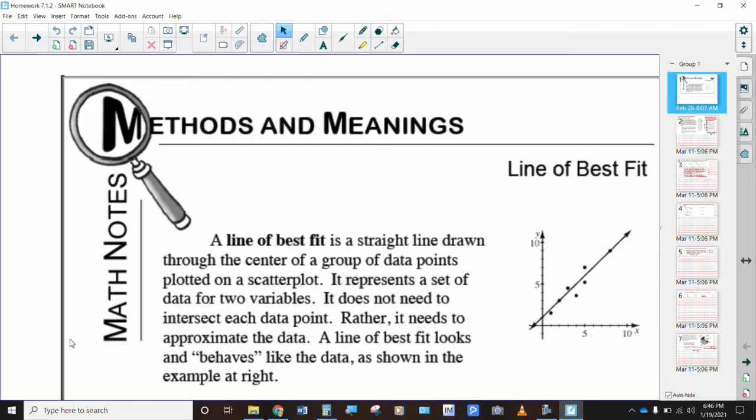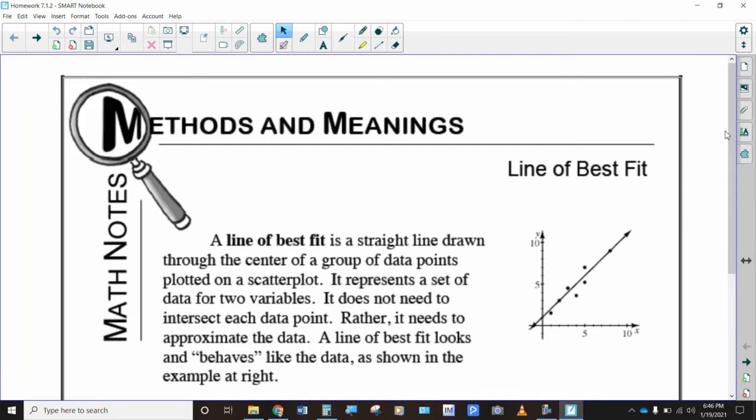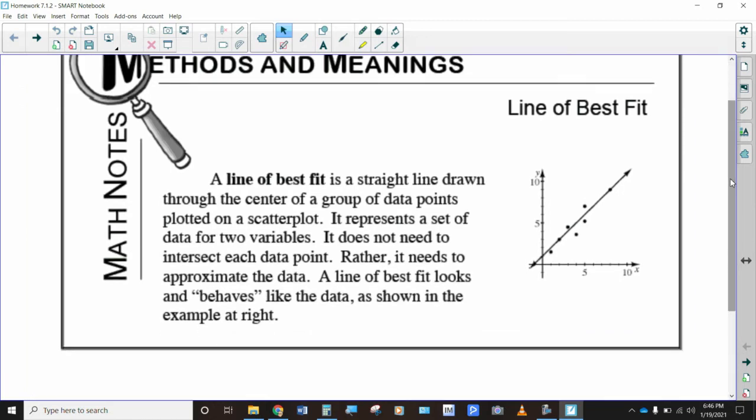Alrighty, let's take a look at our homework for lesson 7.1.2. Our M&Ms are describing the line of best fit. Okay, so here's a great example of the line of best fit.